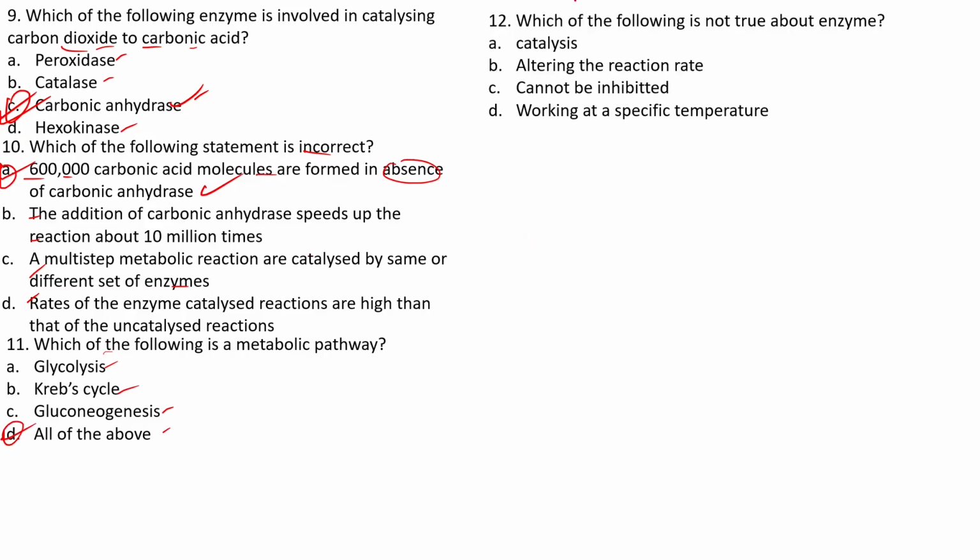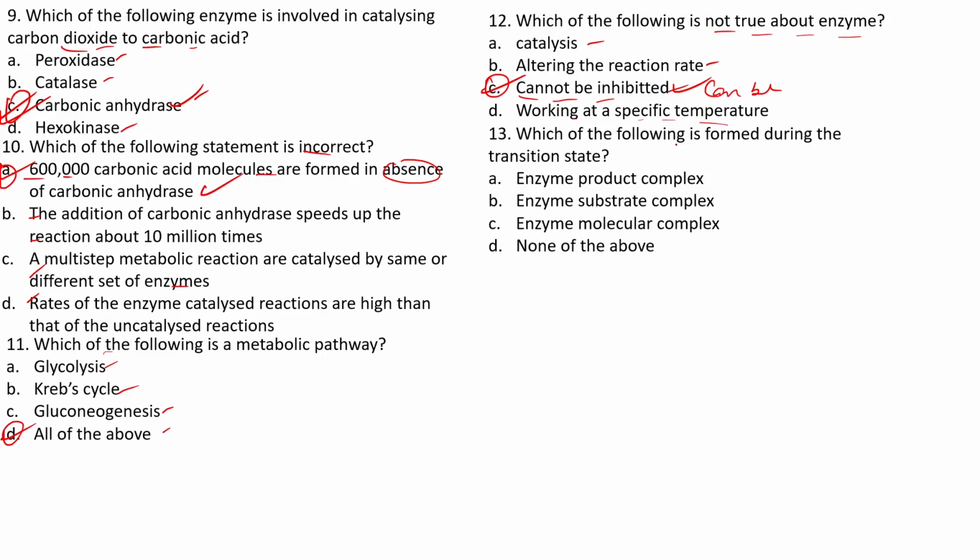The next one, which of the following is not true about enzymes? Catalysis, altering the rate of reaction, cannot be inhibited, working at a specific temperature. C is not true. They cannot be inhibited? Actually, they can be inhibited, right? So the C statement is actually not true or incorrect.